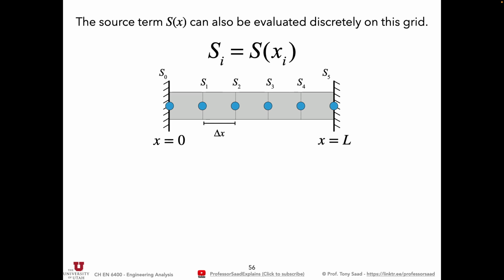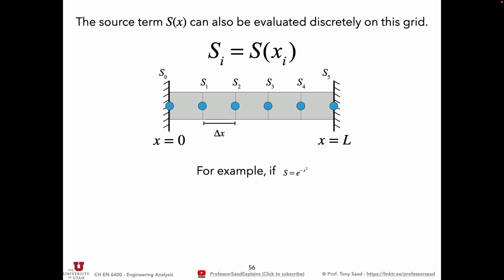So similarly, the same way we had x1, x2, x3, t1, t2, t3, we do have s1, s2, s3, s4, s5, and s0. S0 and S5 are going to be irrelevant because we have boundary conditions there. We know the temperature. I'm not solving the equation at those endpoints. But still, I can define S at all of those points.